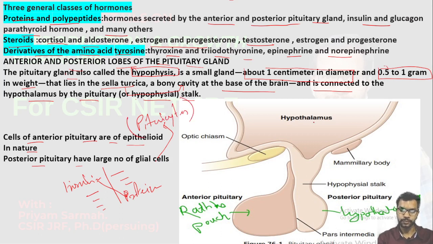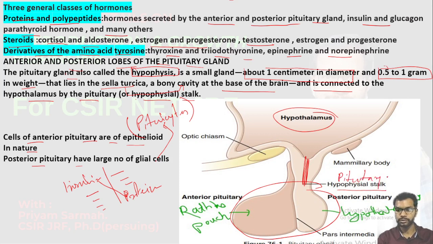See here. This is hypothalamus and this is pituitary. These two are connected by this region, which is known as the hypophyseal stalk or pituitary stalk. Pituitary gland is again divided into two regions: one is anterior pituitary, one is posterior pituitary. In between the anterior and posterior pituitary, there is an avascular region known as pars intermedia. This pars intermedia is less developed in humans, but it is more developed in other animals.